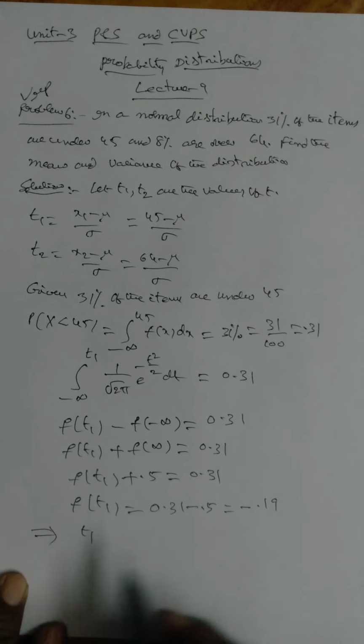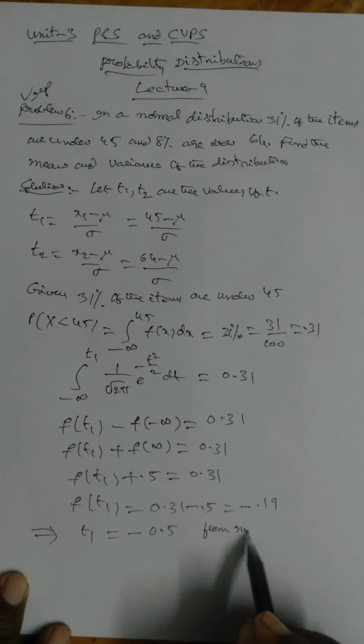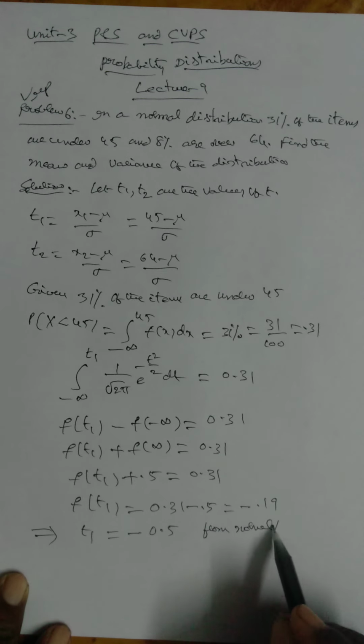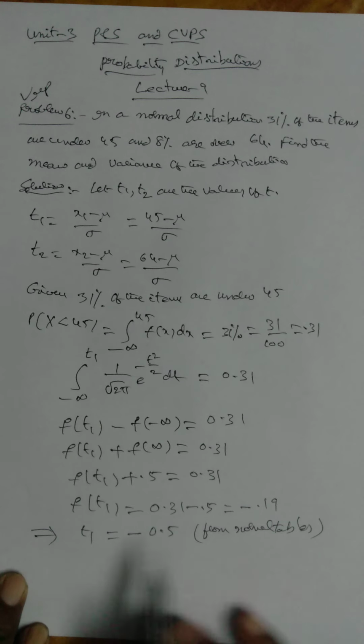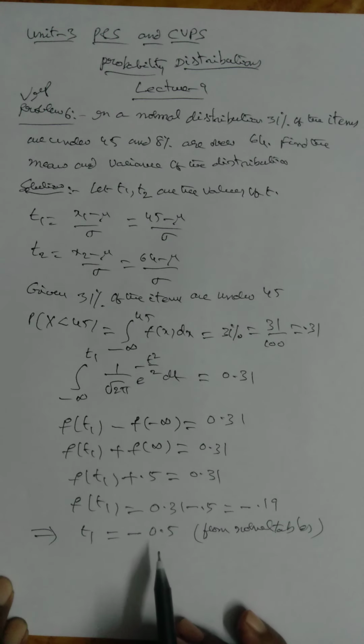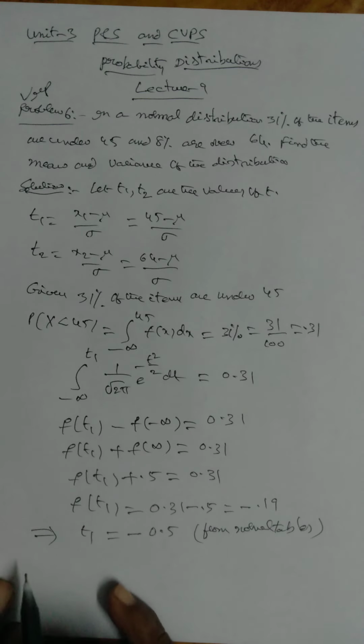T1 from normal tables, we get the corresponding T1 value. The minus sign is there, so T1 is minus 0.5.